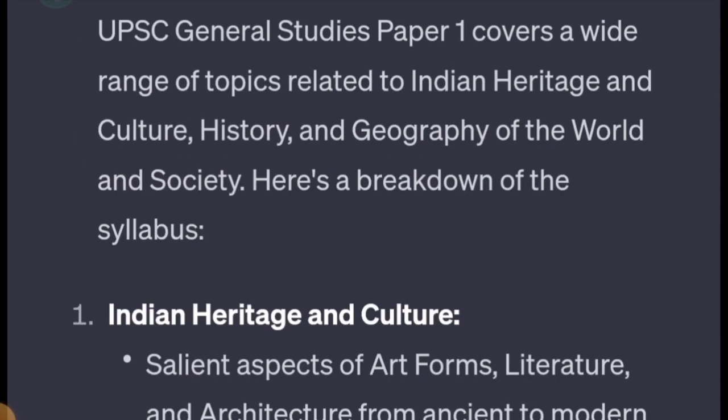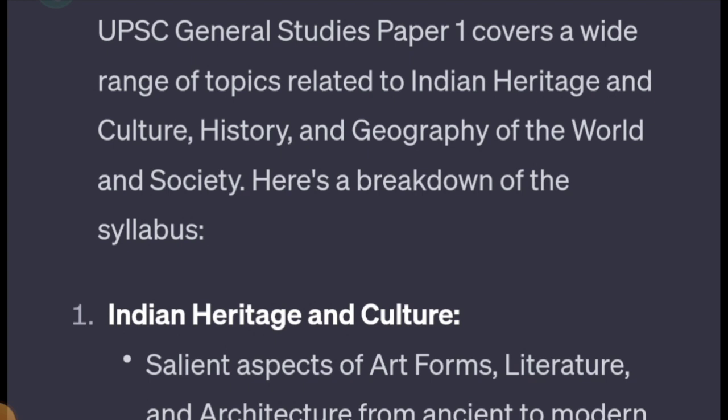So let's just start. UPSC General Studies paper 1 covers a wide range of topics related to Indian heritage and culture, history, geography of the world and society. So all these subjects are there in the General Studies paper 1, and world history is also included in the General Studies paper 1.